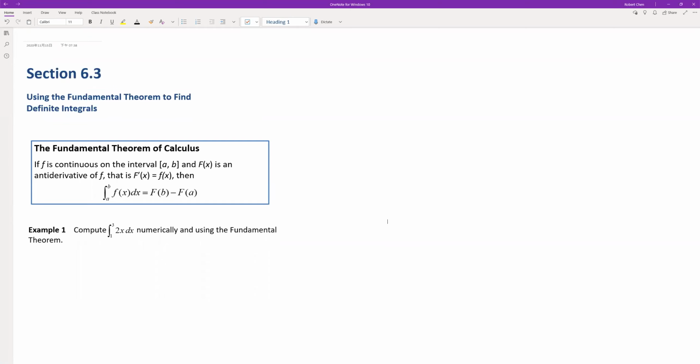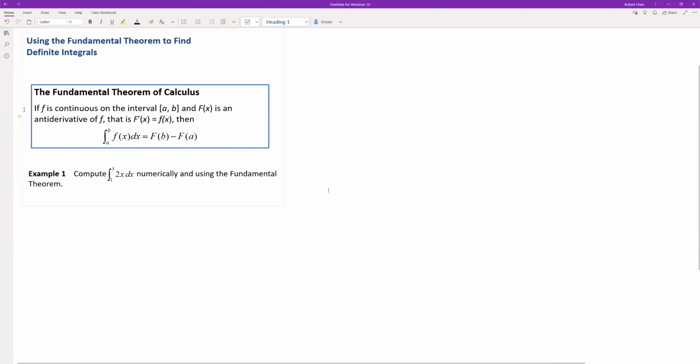So in this section, we're going to use what we learned in 6.2, which is a formal technique of integrating different functions and figuring out what the antiderivative of that function is. So in 6.3, we're going to look at the definite integral. On the other hand, in 6.2, we mainly focused on the indefinite integral.